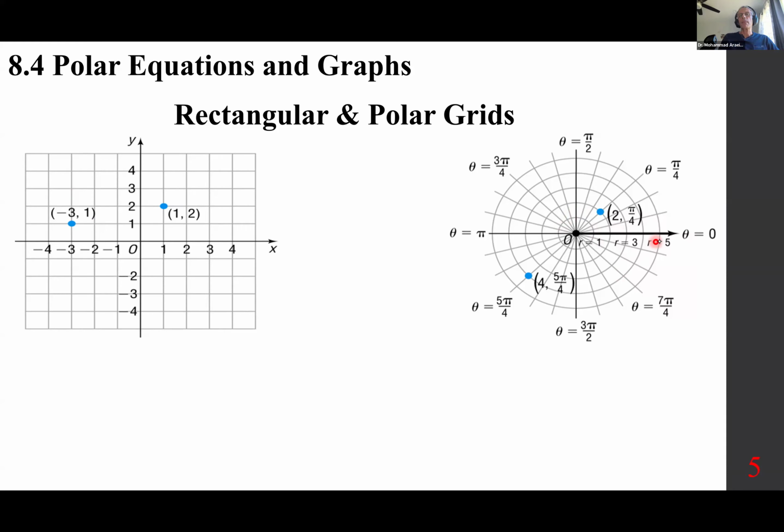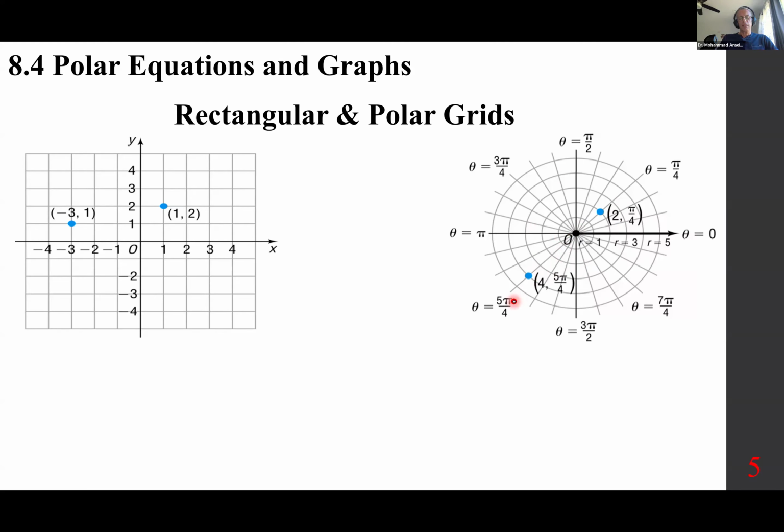For example, if you want 2 comma pi over 4, this is the first circle, this is the second circle. Anywhere on the circle, the distance is 2. So you locate pi over 4 first, and you go 2 tick marks, that means the second circle. For 4 comma 5 pi over 4, you locate 5 pi over 4, and you go 4 tick marks, or the fourth circle. That's how you come up with a point.